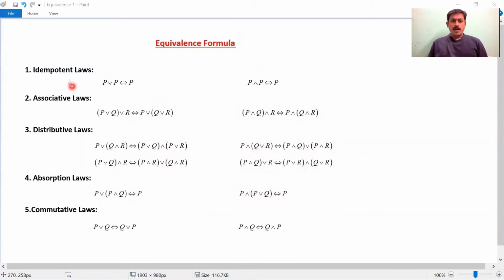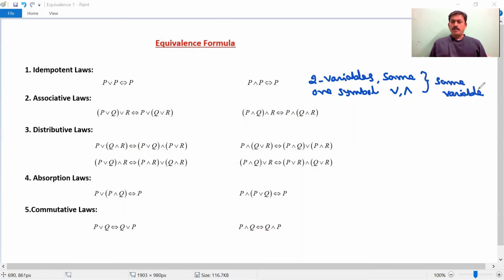First one, idempotent law. P or P equivalent to P. The dual of this is P and P equivalent to P. How to remember this idempotent law? Here two variables are involved. The two are the same, and one symbol, that is or, and. The result will be the same variable. This way we can remember this idempotent law.